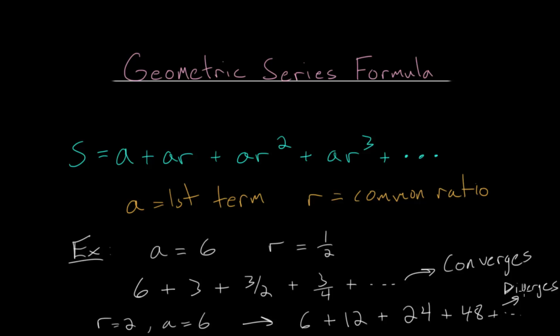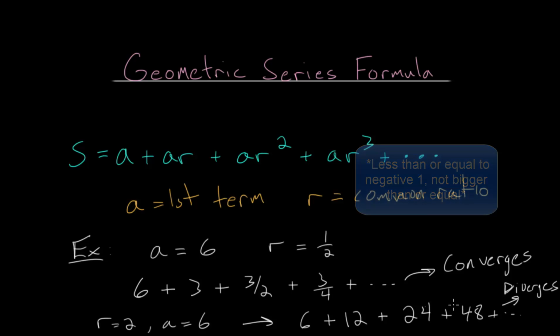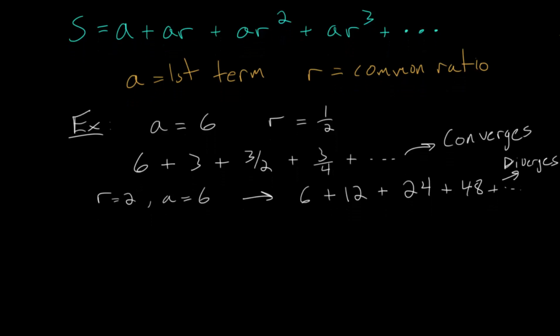If it's not a fraction, if it's bigger than or equal to 1, or it could be negative and less than or equal to -1, then it will diverge. It will approach infinity as the term number gets bigger and bigger. So that's a key difference between the finite geometric series formula and the infinite one. So we have to be careful here with our common ratio and make sure that certain conditions are met. And we'll talk more about that at the end. But for now, let's try and find that formula.